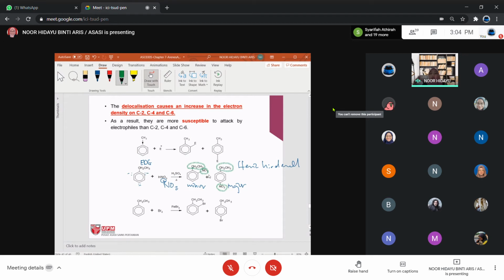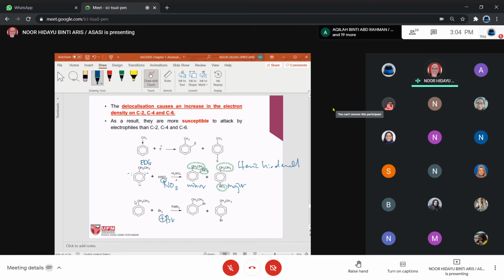This one leads to a minor product. But in this case, it will produce ortho and para. Undergo halogenation with bromine in the presence of FeBr3. In this case, our electrophile is Br+.